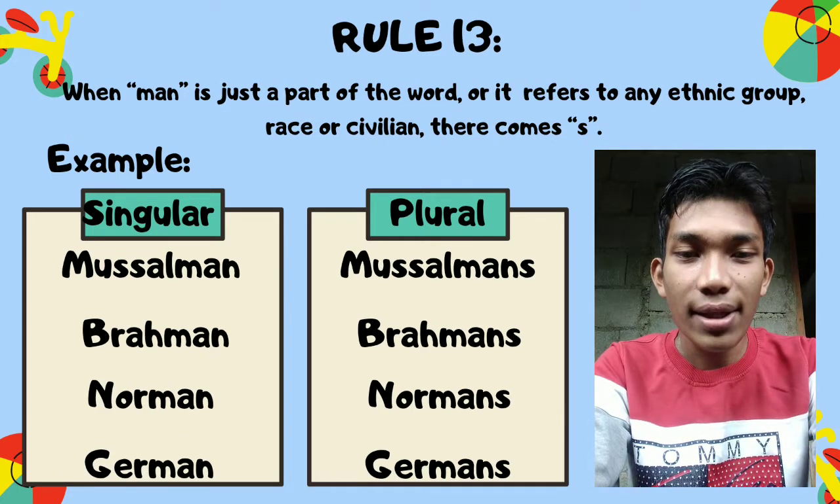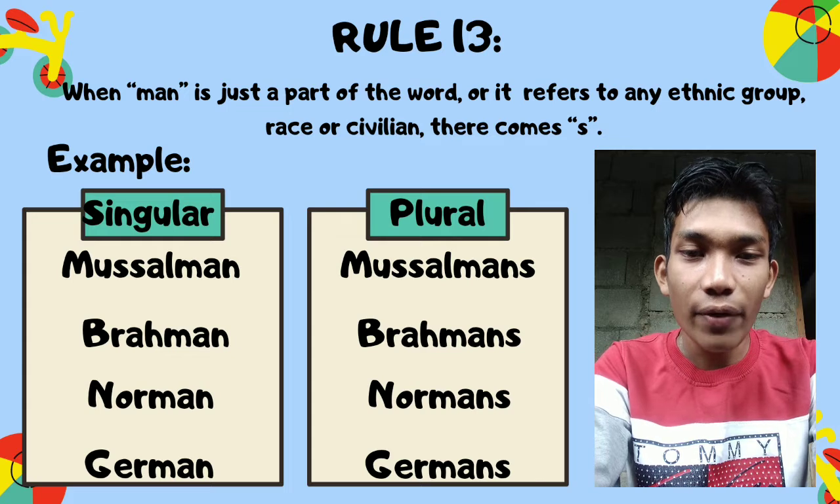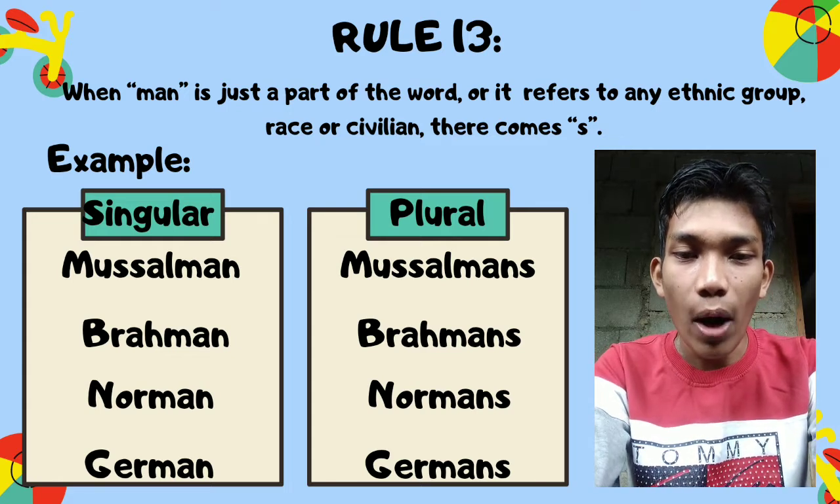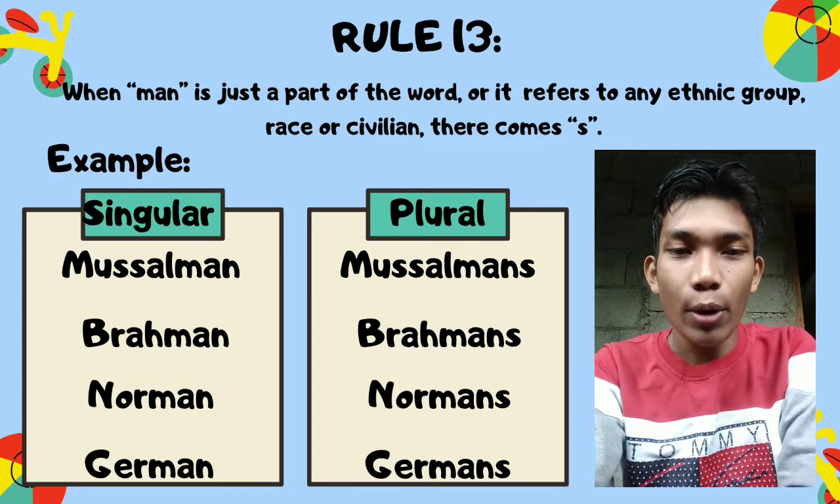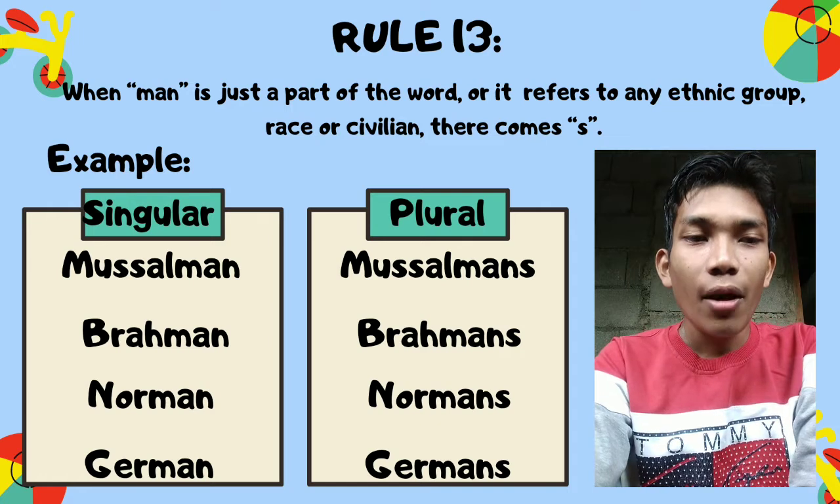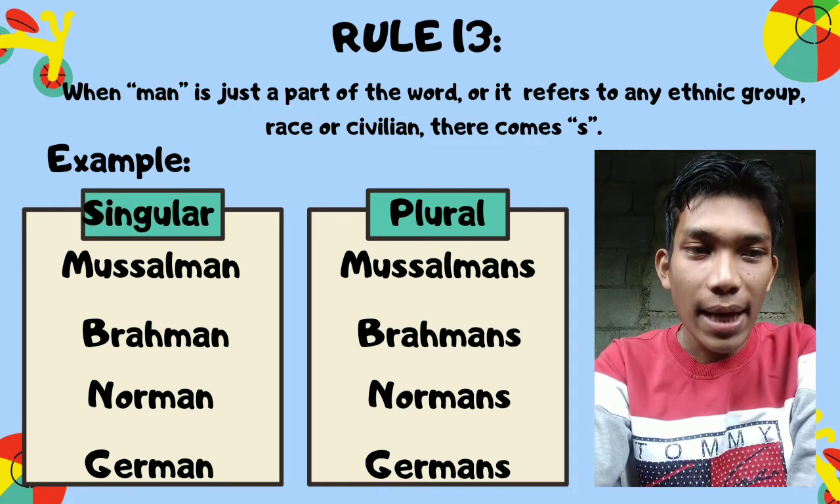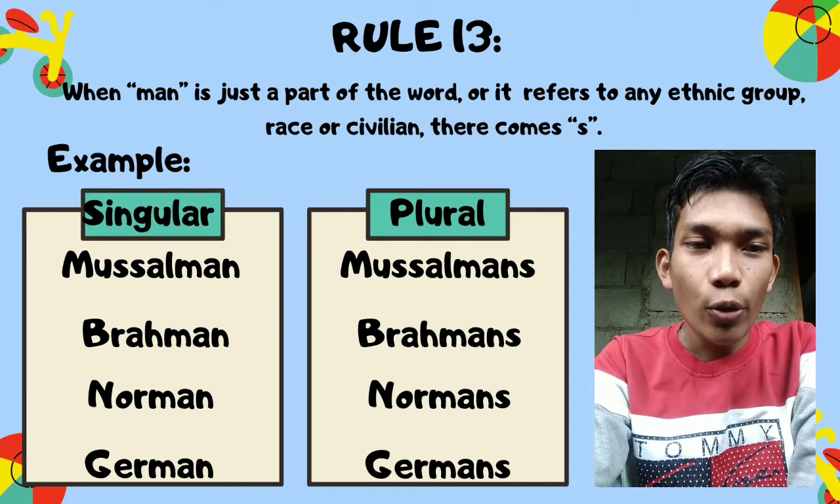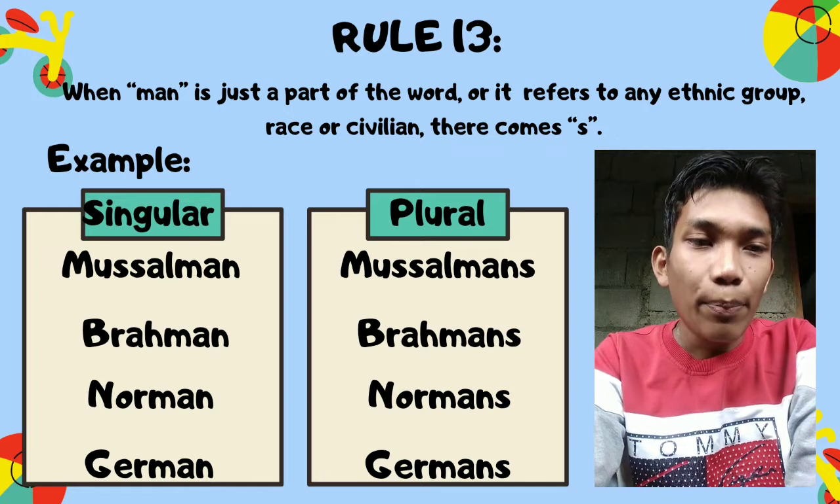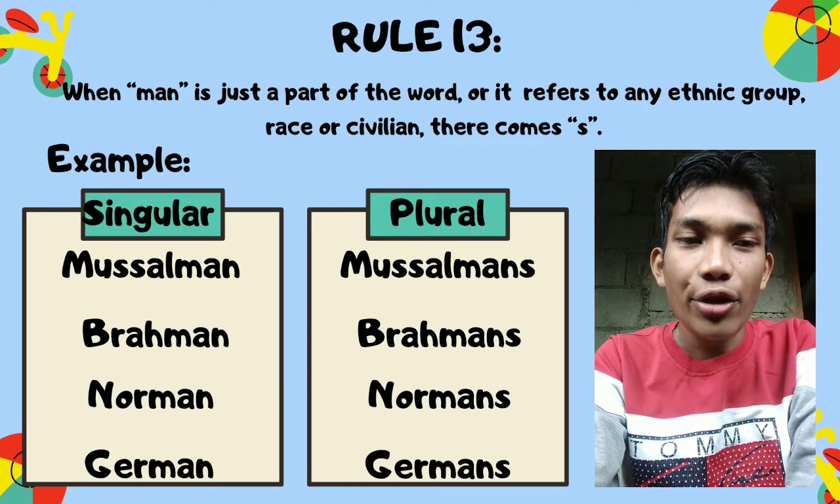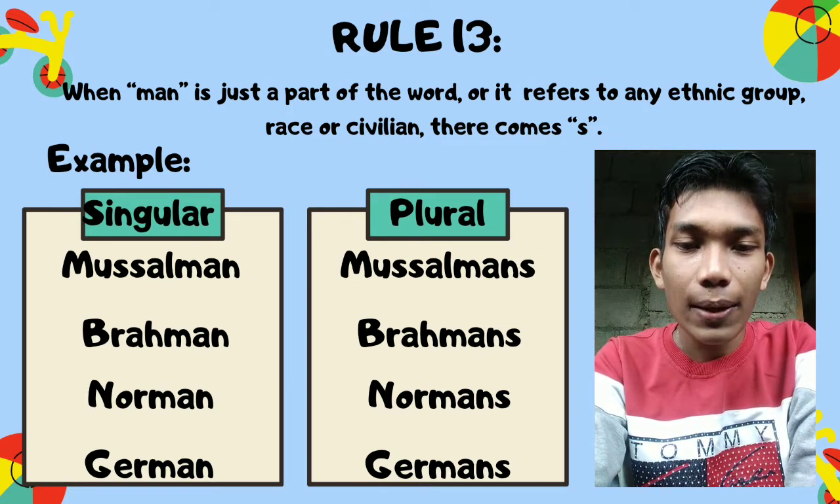But there are nouns that have man as part of the word, so we have to add s to make it plural. For example, from Musalman to Musalmans, from Brahman to Brahmans, from Norman to Normans, and German to Germans.